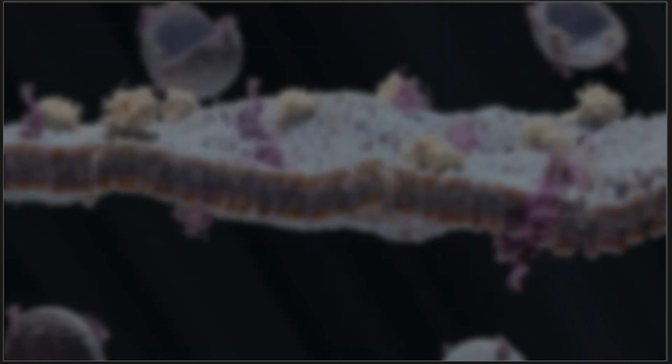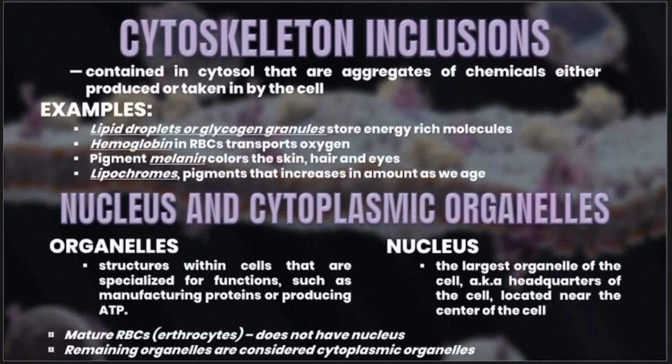Okay. Next up, we have your cytoplasmic inclusions. These are contained in the cytosol and are aggregates of chemicals either produced or taken in by the cell. Examples would be lipid droplets or glycogen granules, hemoglobin, melanin, and lipochromes, for example. And we also have your nucleus and your organelles. Again, organelles are the different structures that we can see within the cells that have specialized functions. Okay?